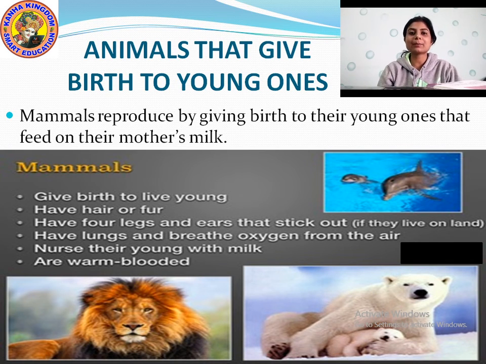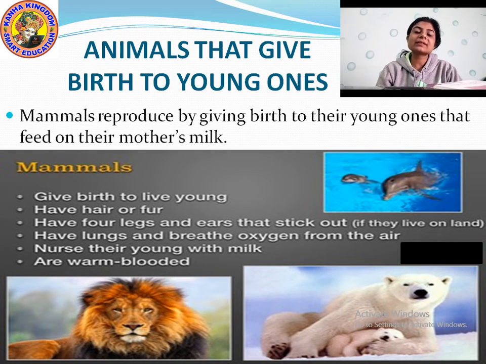Mammals are warm-blooded animals. Many mammals live on the water also, but these mammals are said to be warm-blooded animals. And students, there are some mammals which do not give birth. There are some mammals which lay eggs also. For example, duck-billed platypus and spiny anteater. These are the examples of mammals that lay eggs.